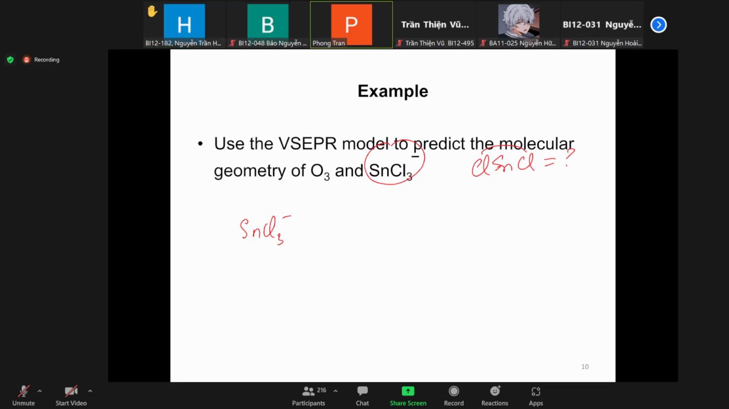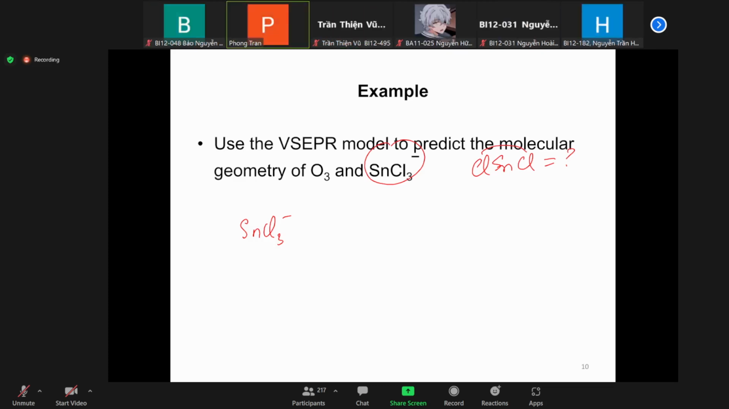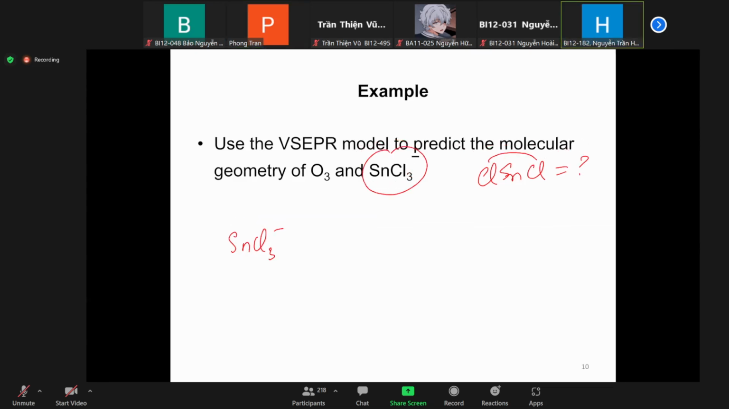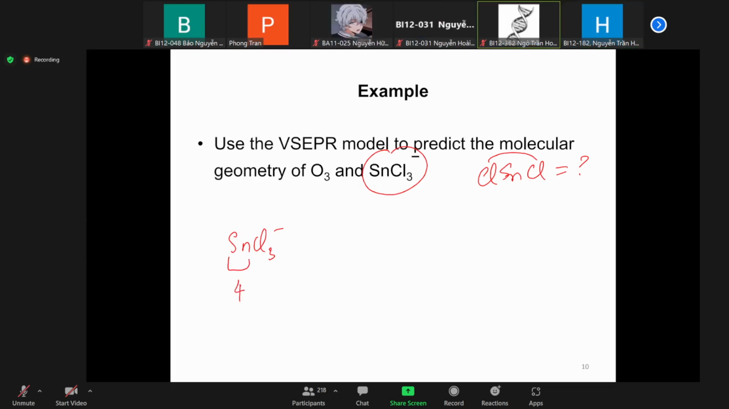Okay. Let's move step by step. First, we need to draw the Lewis structure of this compound, right? So what could be the number of valence electrons for tin, Sn? That could be 4, times 3, and here you have one negative charge, so plus 1, equal to 26. Is it correct? Yes.